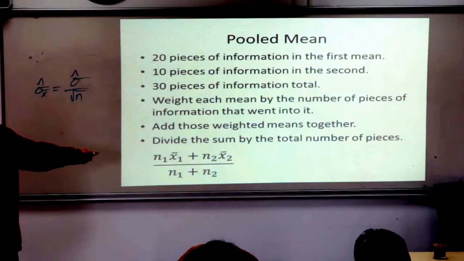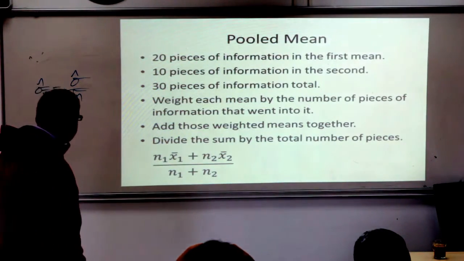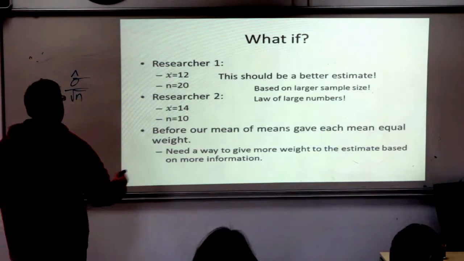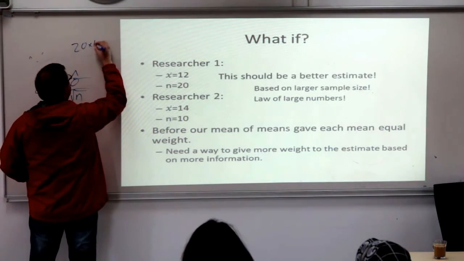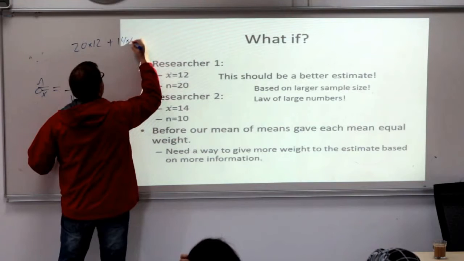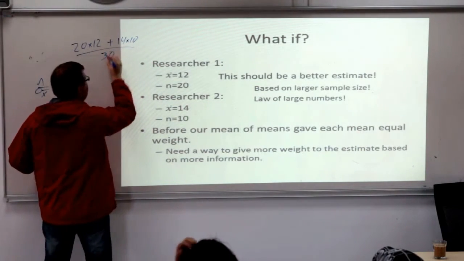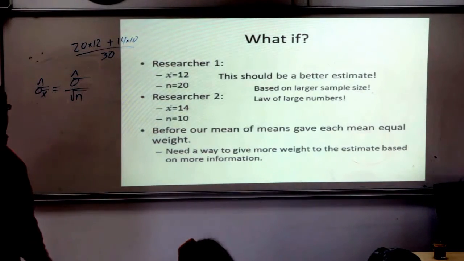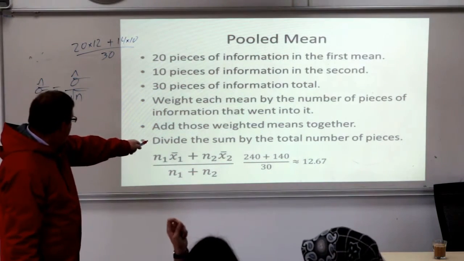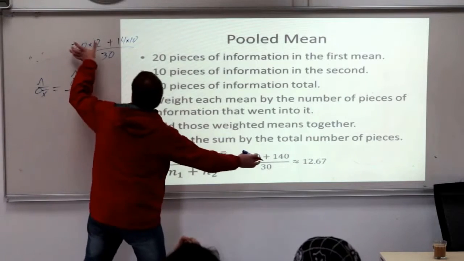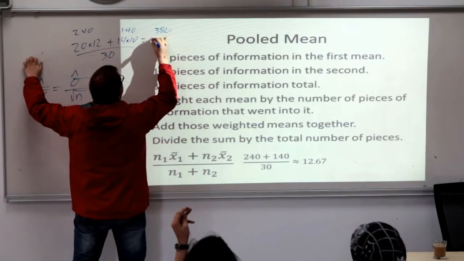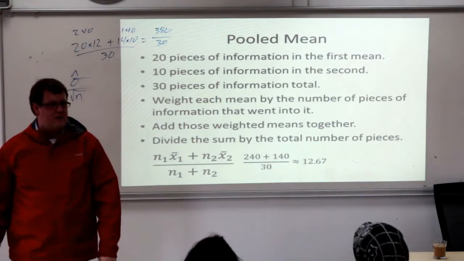So that's this, right? And I actually came up with a different value, so I'm wondering if I computed it incorrectly. So we have 20 times 12 plus 14 times 10 over 30, right? So I've got this is 240, this is 140, the total is 380 divided by 30. Does someone have a calculator? Can they do that?